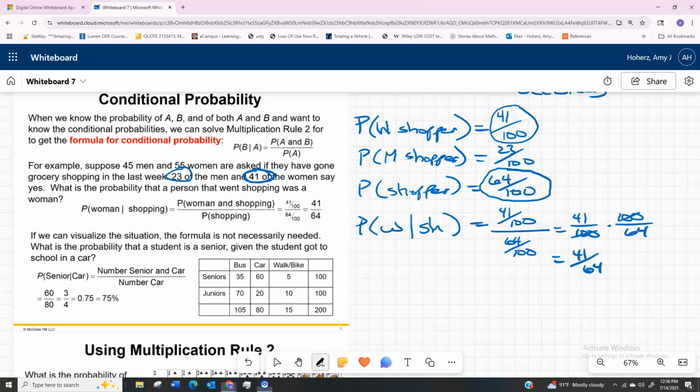So this is approximately equal to 0.641 or 64.1%.